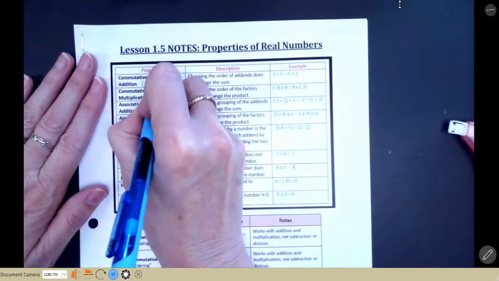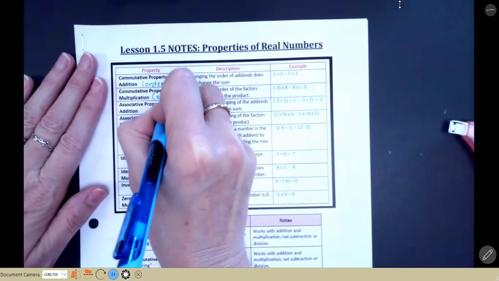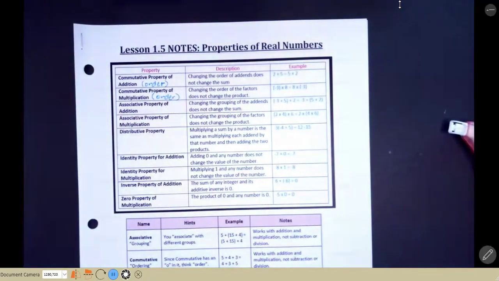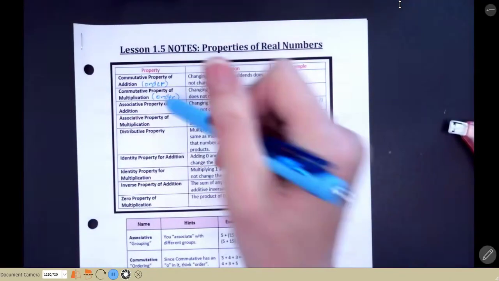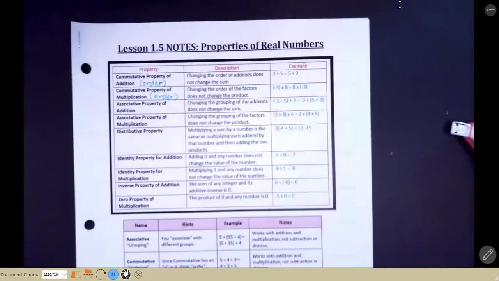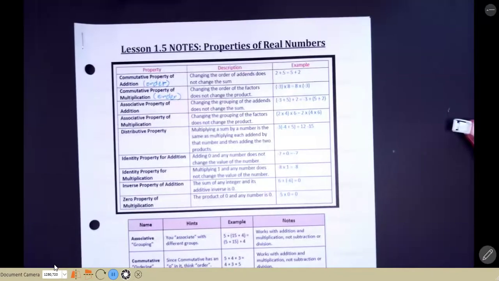Same for the commutative property of multiplication. It does not matter the order that you multiply. That's order. Let me see if I can clear this up a little bit. It does not matter the order that you multiply or add, you'll still get the same answer. All right.